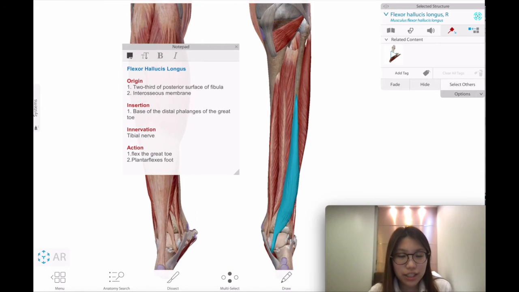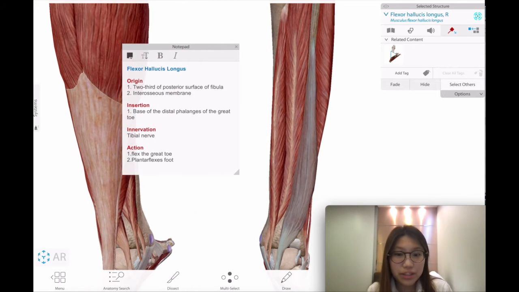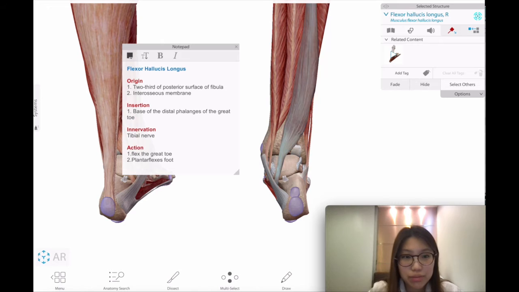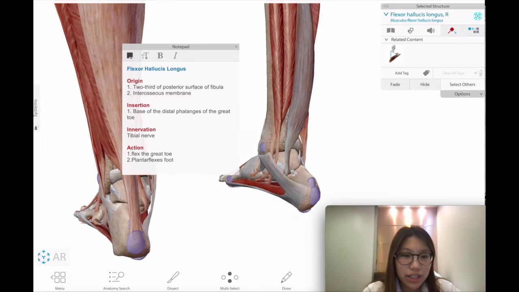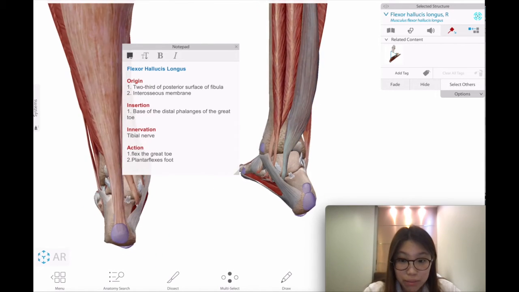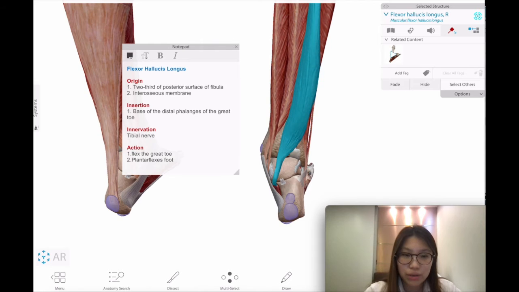This is the flexor hallucis longus. It originates at the two-thirds of the posterior surface of the fibula and the interosseous membrane. It inserts at the base of the distal phalanx of the great toe. The innervation is the tibial nerve, and the action is to flex the great toe and plantar flex the foot.